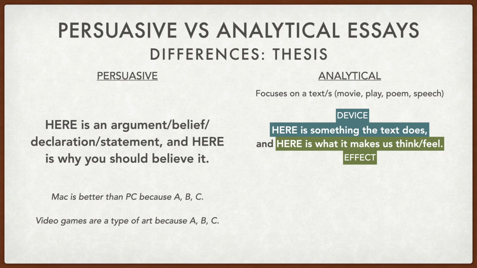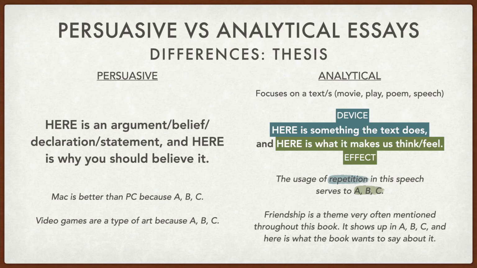Now, here are some examples of this kind of thesis. The usage of repetition in this speech serves to A, B, and C. So in this case, the usage of repetition is a device. And the speech serving to do whatever it is, A, B, and C, that's where the effect would come in. Or: friendship is a theme very often mentioned throughout this book. It shows up in A, B, C, and here is what the book wants to say about it. In this case, friendship being a theme, that's the device. And then what the book wants to say about it is the effect, right? It's what the book is really, really trying to tell us.